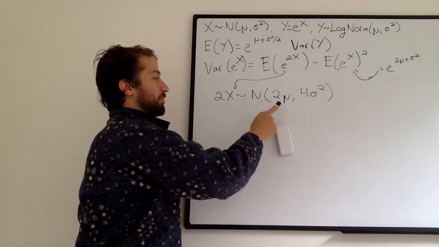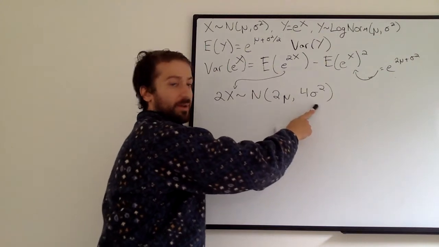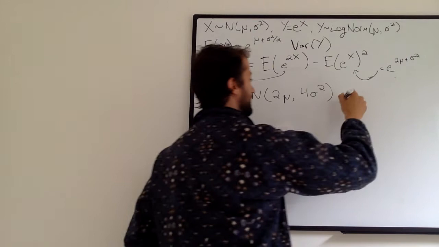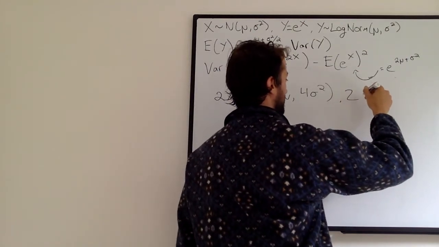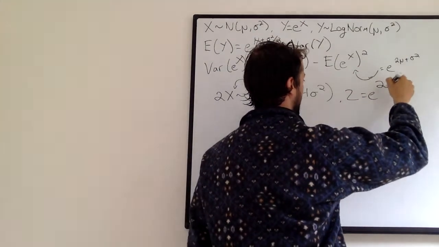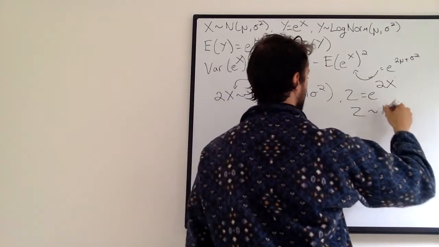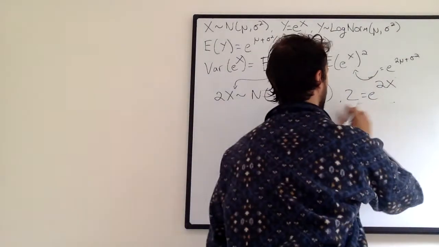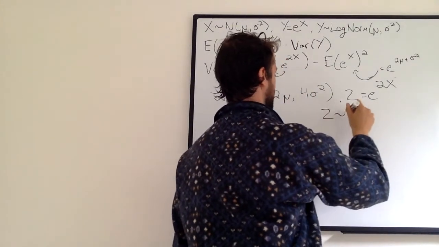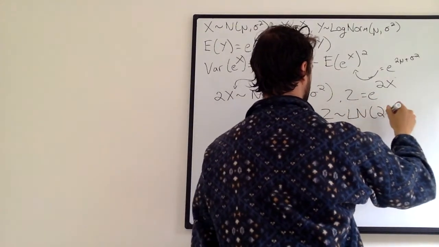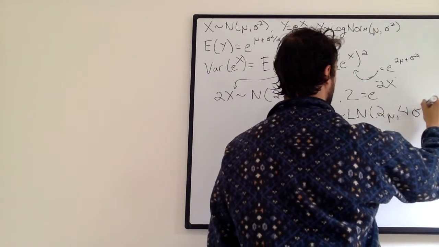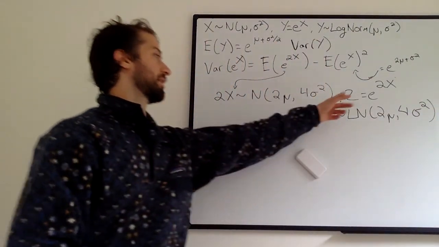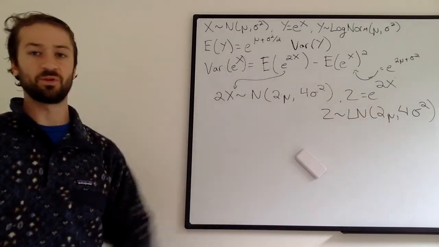We have a log normal with the parameters 2 mu, 4 sigma squared. We want the expectation of that log normal. We could say now z, if z equals e to the 2x, we could say z is log normal. I'm just going to use shorthand. Looks like I'm running out of space. Z is log normal. The parameter is 2 mu, 4 sigma squared. Did I run out of space? No. So if z is equal to this, z is log normal, 2 mu, 4 sigma squared.